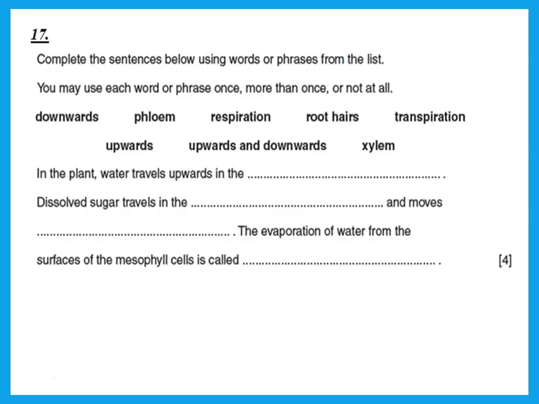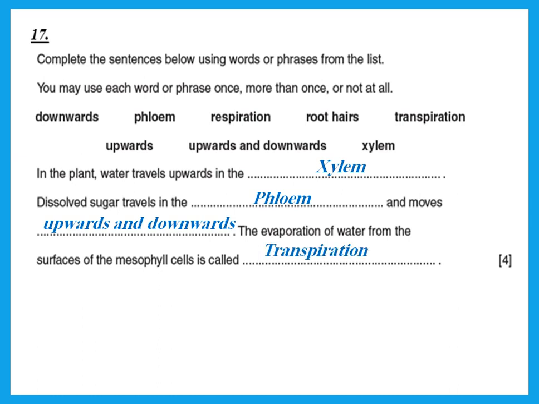Okay? Complete the sentences below using words or phrases from the list. So he says, in the plant, water travels upwards in the, we said water travels in xylem. Dissolved sugar travels in what? Phloem. And moves how? Upwards and downwards. Remember, in the phloem, the sugar and amino acids go up and down. Evaporation of water from the surfaces of the mesophyll cells is called transpiration.